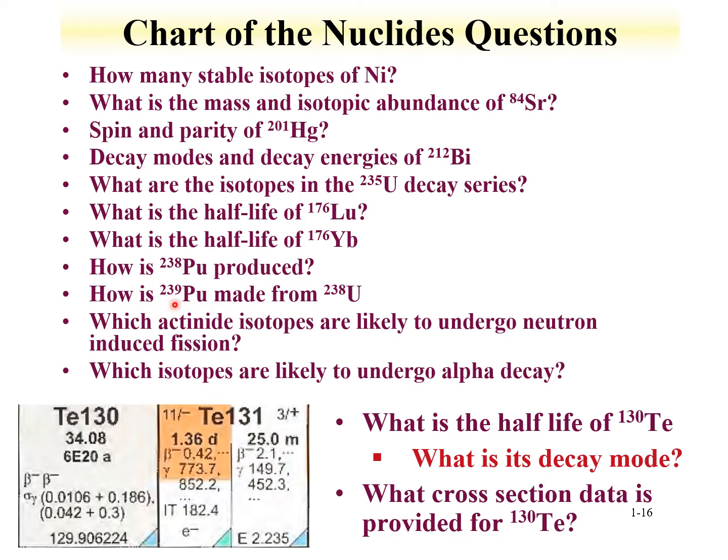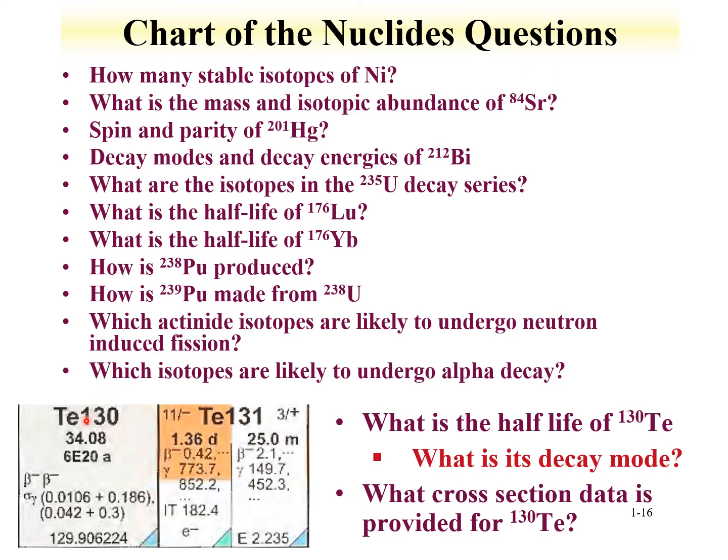How do you make plutonium-239 from uranium-238? We've actually discussed these in the previous lecture, but you should be able to look at the chart of the nuclides and figure that out. Which actinide isotopes are likely to undergo neutron-induced fission? Those with large fission cross sections. So when they capture a neutron, they undergo fission. It's the sigma F. As an example, you can look at the data for uranium-235 or plutonium-239. And which isotopes are likely to undergo alpha decay? The heavier isotopes. So as an example, what is the half-life of tellurium-130?